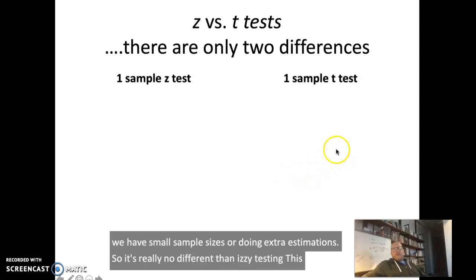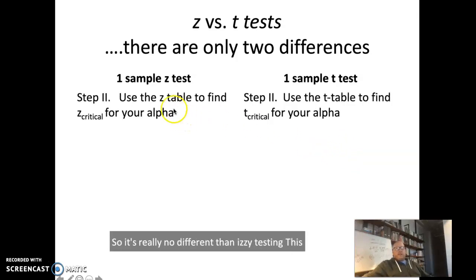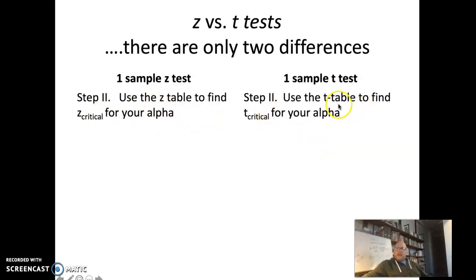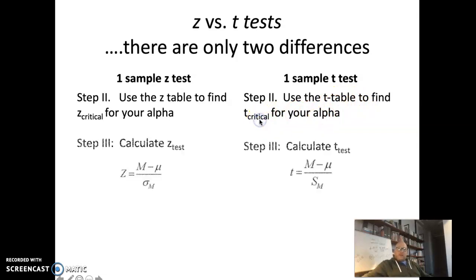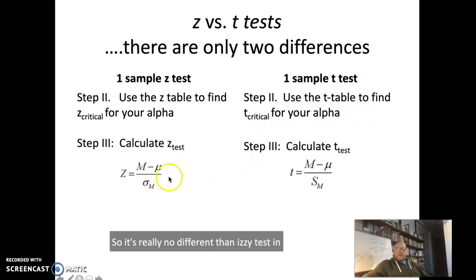The only two places where there's a difference are the places where we use those standardized scores. That's in step 2. The z-test, we use the z-table to find z-crit. And in the t-test, we just use a t-table to find t-critical. Step 3 is where we calculate our test statistic, and you can see that the z-test statistic is just the difference in means over standard error.